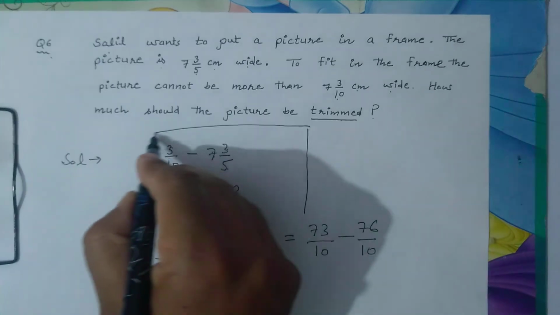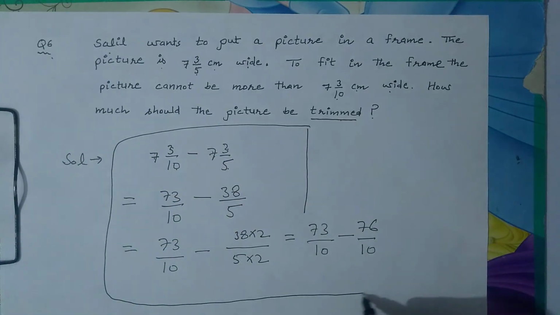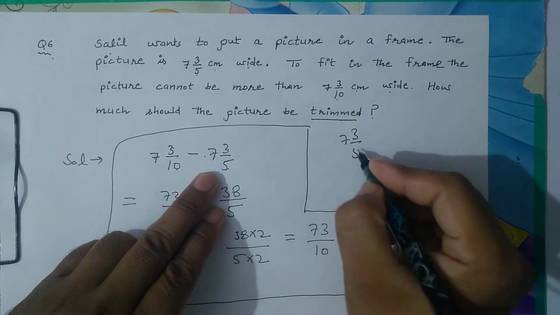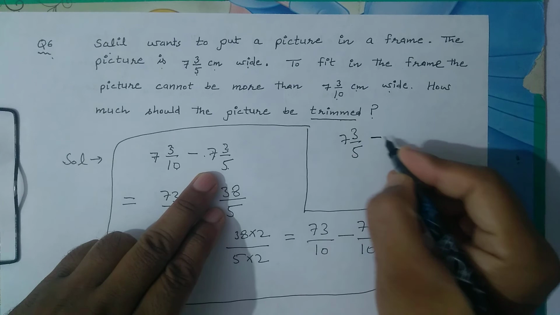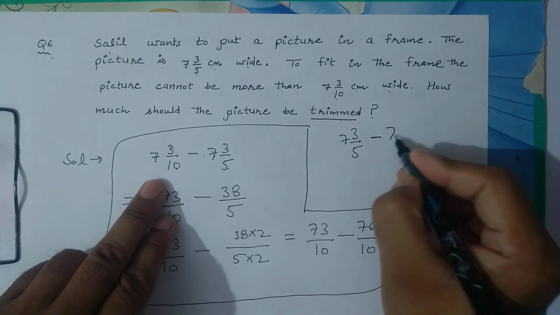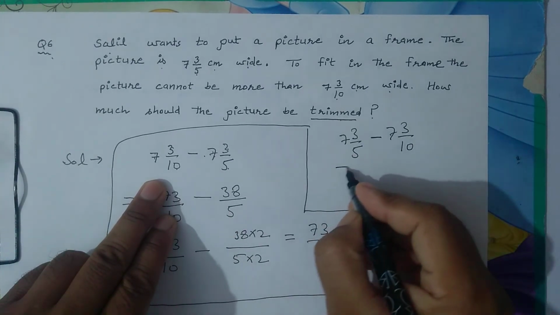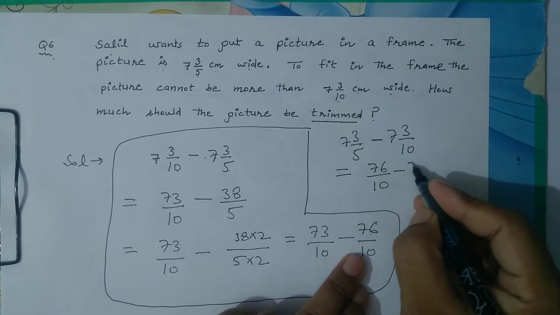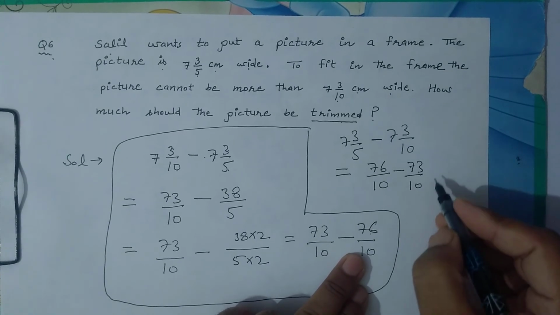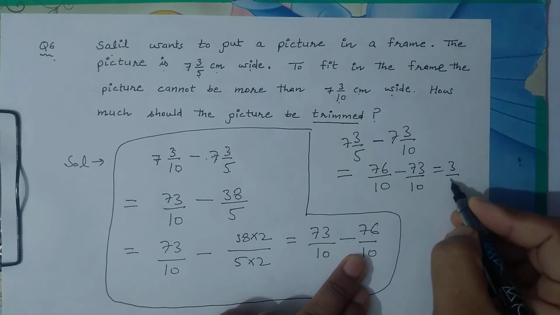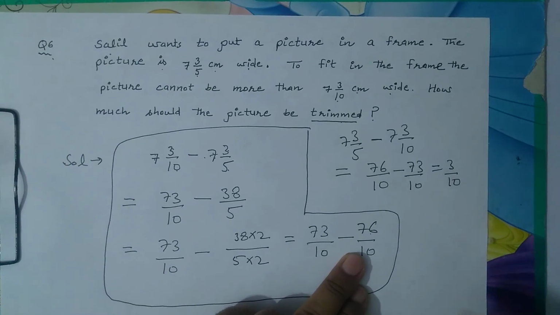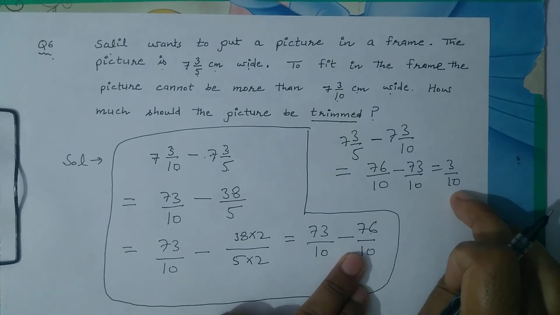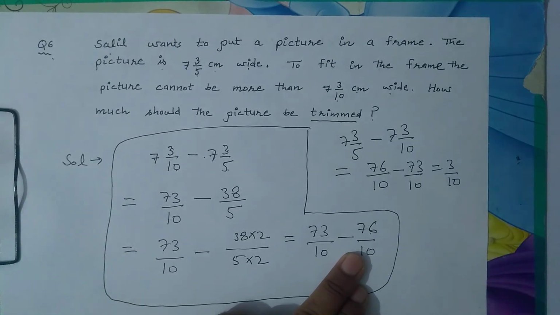So here one thing is clear. What is clear? How to subtract? We should subtract 7 and 3 upon 5 minus 7 and 3 upon 10. So the answer will be 76 upon 10 minus 73 upon 10. So what is the final answer? 3 upon 10. So this is how much the picture should be trimmed. This much the picture should be trimmed.